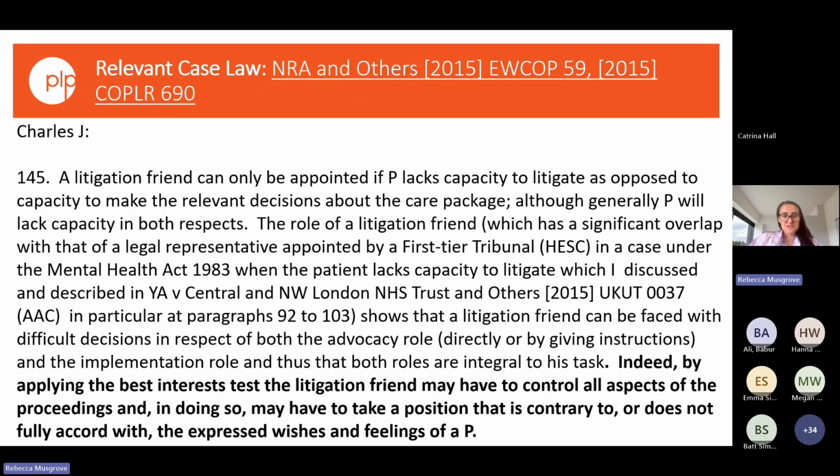We then get to 2015 and we have a case of NRA, again, Mr. Justice Charles this time.